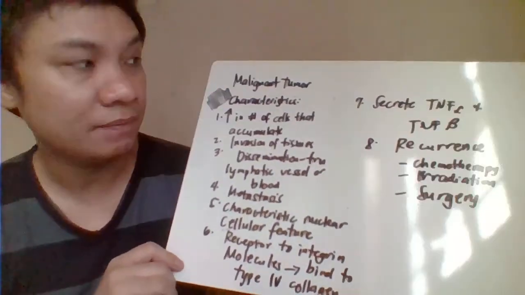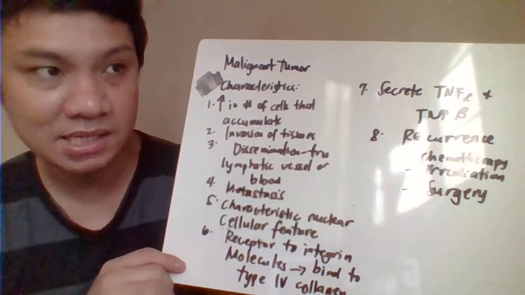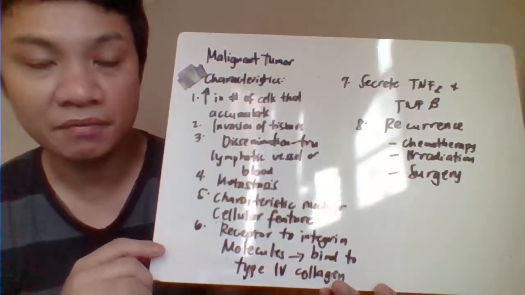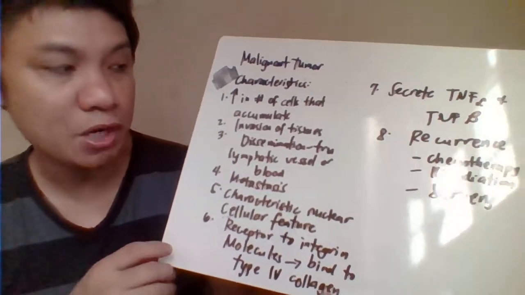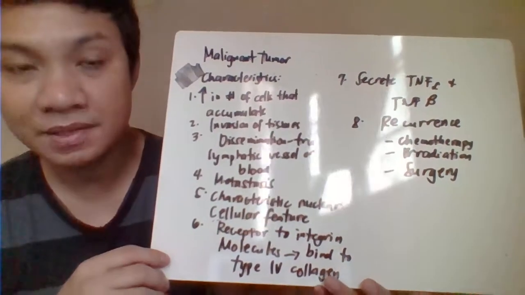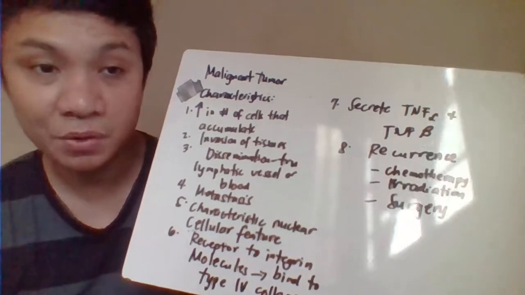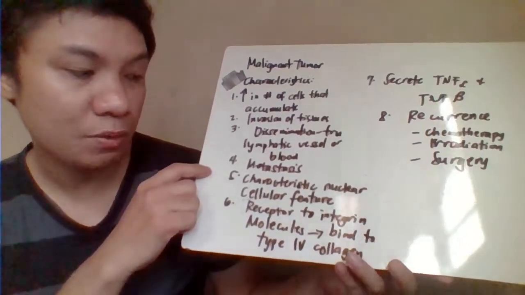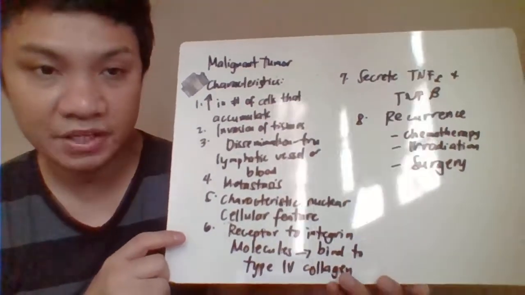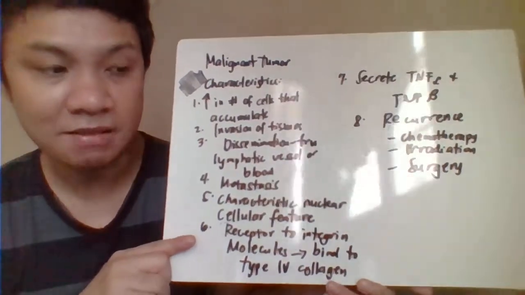On the other hand, we have your malignant tumors. The malignant tumors would have the following characteristics. Number one, they increase in the number of cells and proliferate to different parts of your body. They have the tendency as well to invade other tissues. They disseminate by passing through your lymphatic vessels or even your blood to your lymph nodes and metastasize to other parts of your body. Another one, they have characteristic nuclear and cellular features. And number six, they possess receptors for integrin molecules.